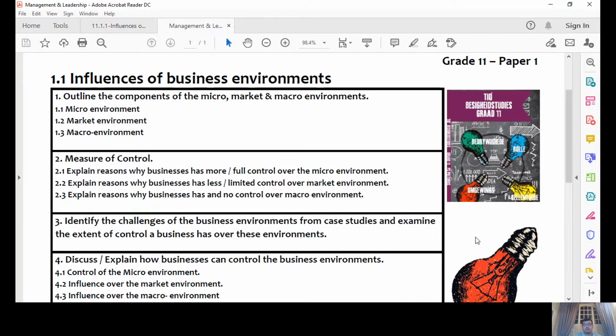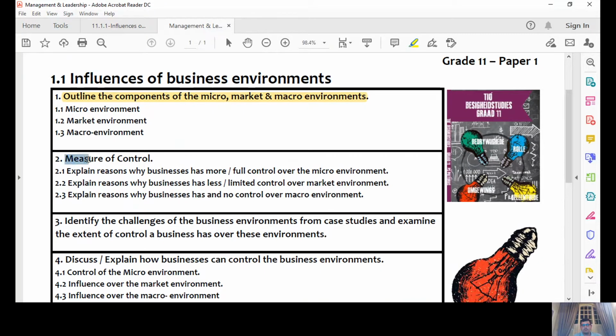This is the first part of the term's work. It's all concerned with business in environments, and this specific chapter has 5 parts to it. You'll see as we go along, it's quite simple. We have done most of the groundwork in grade 10 already. So the first part starts off with to outline the components of the different environments.